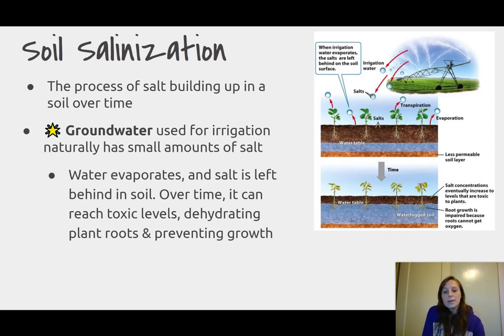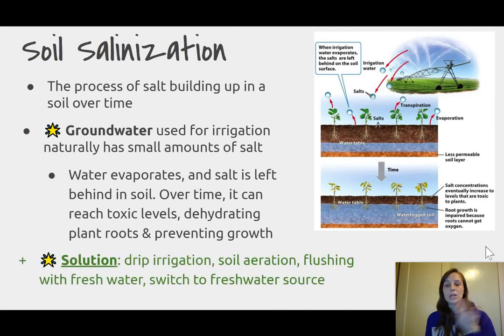So over time, it's going to keep evaporating and leaving salt behind. Eventually it gets to toxic levels, which is going to dehydrate plant roots and prevent growth. A solution to this is using drip irrigation, doing soil aeration. You can also just flush it with fresh water, kind of run some of that salt out, or get it deeper into the soil where the roots aren't actually at that level.